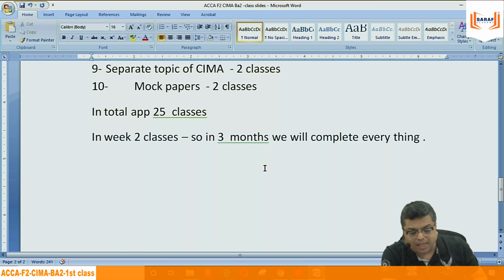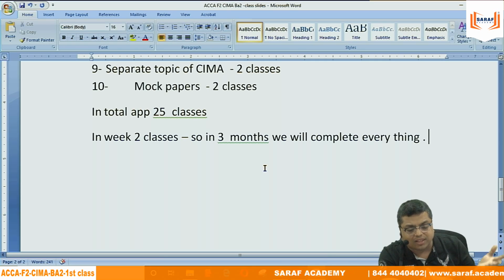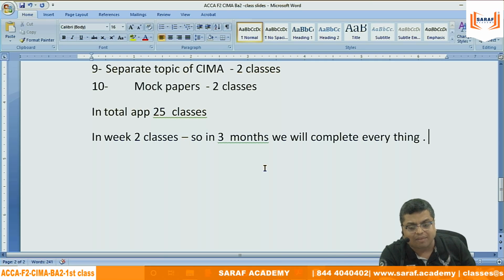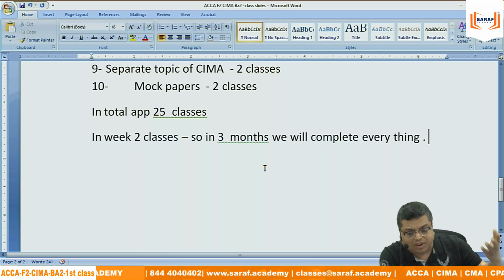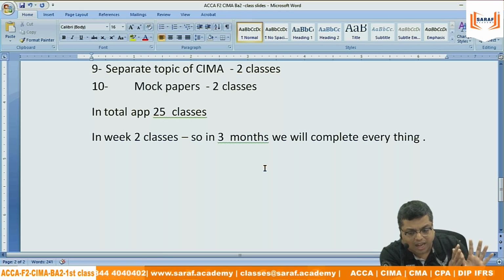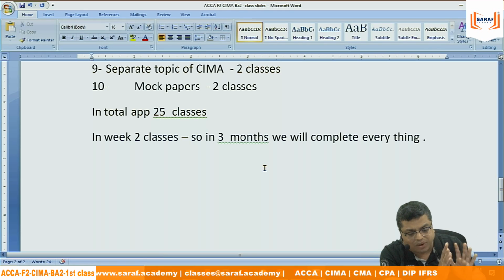What do you need to study? Obviously the materials which are given to you, ACCA and CIMA, you will study those. But more important than that are the classes. Because if everything can be studied with the material, then why am I required? Why would we do the class? Then no training classes would be required. Both are Kaplan material. We always refer only to Kaplan.